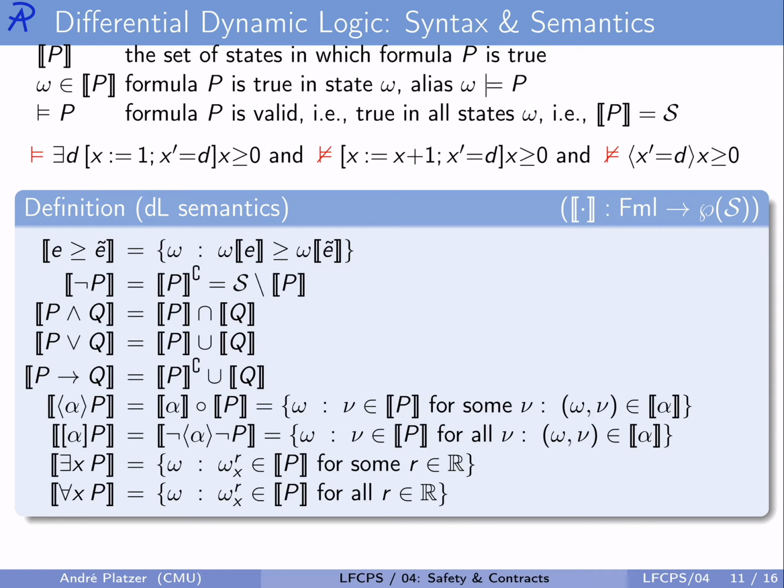In the long term, we will be most excited about formulas that are true in all the states, because that means no matter what particular state our cyberphysical system is in, we can rely on this formula being true.